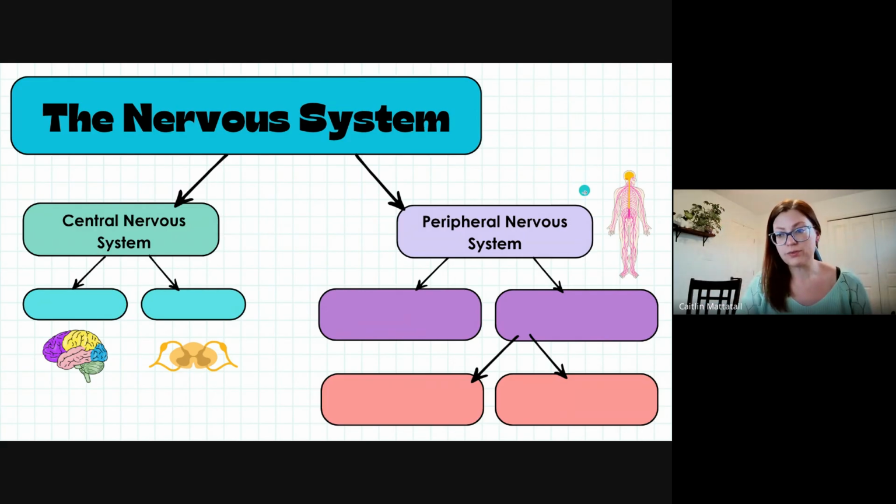So this is your first box on the front page of your paper. And I would try to draw it as close to how I have it on the board here. Give yourself lots of space because as you can see, there's empty boxes that we're going to be filling in. I'm going to click them slowly so that you're not overwhelmed with it all right at once. So I would title it nervous system, put a box around the nervous system, and then have central nervous system and peripheral nervous system coming off of that main nervous system block.